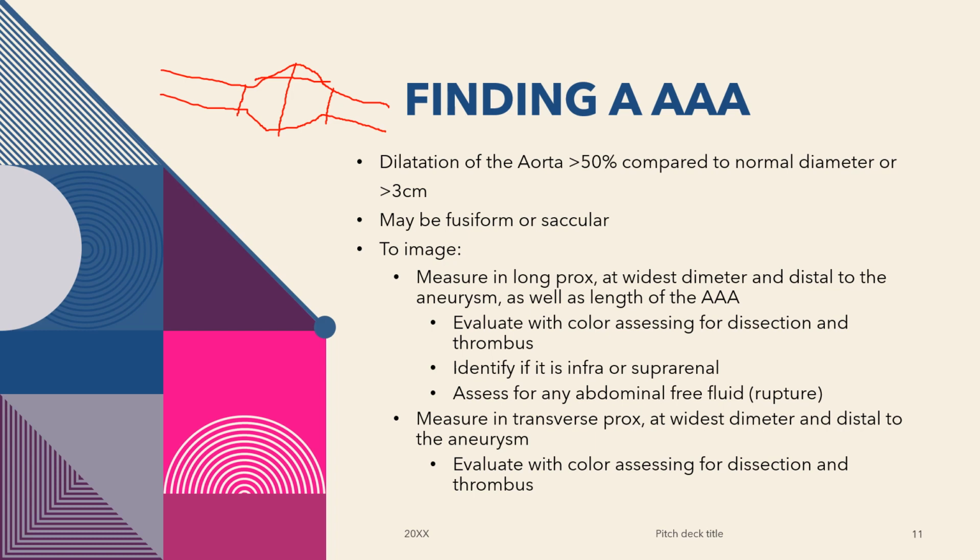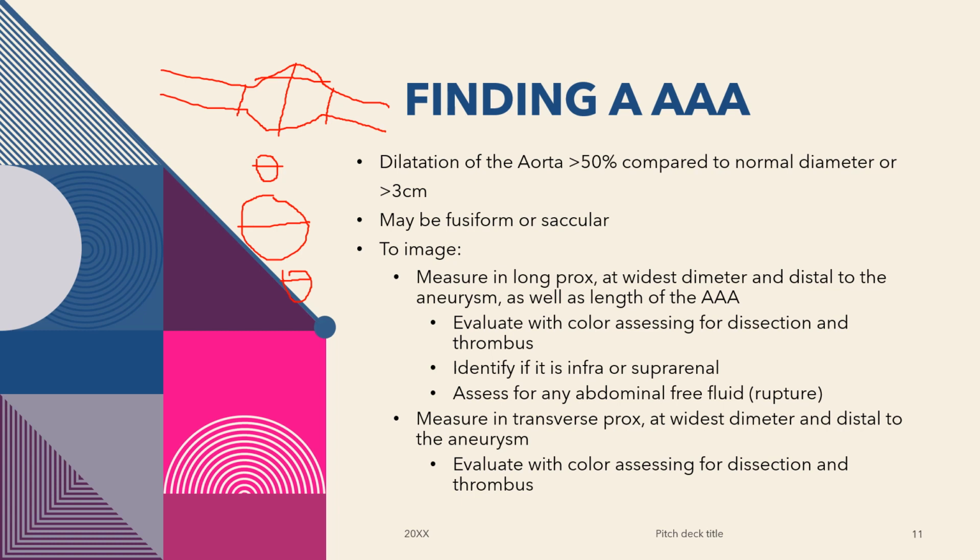The other essential information you want to identify is whether it is infrarenal, suprarenal, or involves the renals. And that's going to be essential in surgical planning. So once your measurements are completed in long, you want to do the same thing in transverse, where you measure proximal diameter, diameter at the widest region, distal diameter. And then you're going to come back without any measurements and you're going to evaluate how the blood flow looks through those regions in both long and transverse.